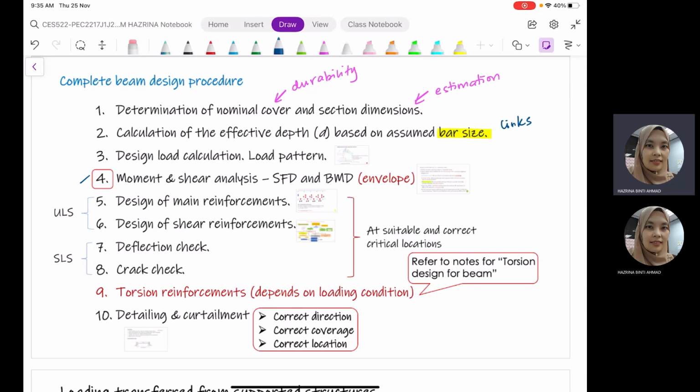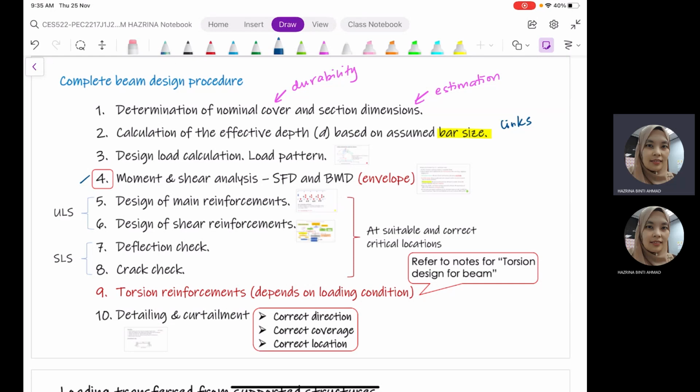As what we have already learned earlier, in your syllabus, you are going to look into the shear force diagram and also bending moment diagram envelope, where we will be considering the critical values, or critical arrangement of the loadings, in order to get the most critical shear force and also bending moment.